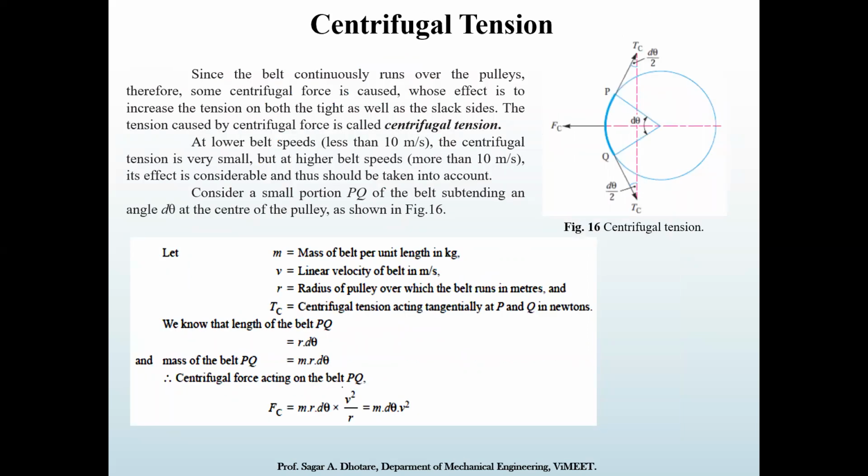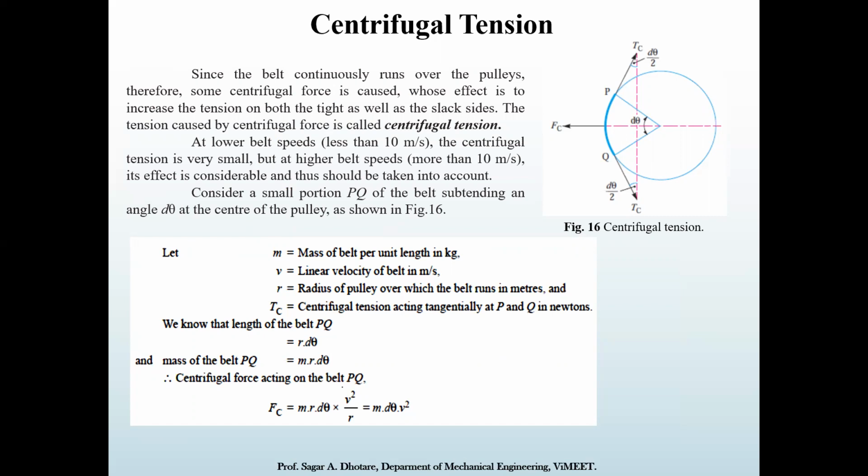Now, centrifugal tension: how can we calculate it? What is centrifugal tension? Since the belt continuously runs over the pulley, centrifugal force is caused. Its effect is to increase the tension in both the tight side and the slack side. The centrifugal tension occurs because of the centrifugal force. At lower belt speed, the centrifugal tension is very small, but at higher speeds, more than 10 meters per second, the tension is greater and must be considered while calculating.